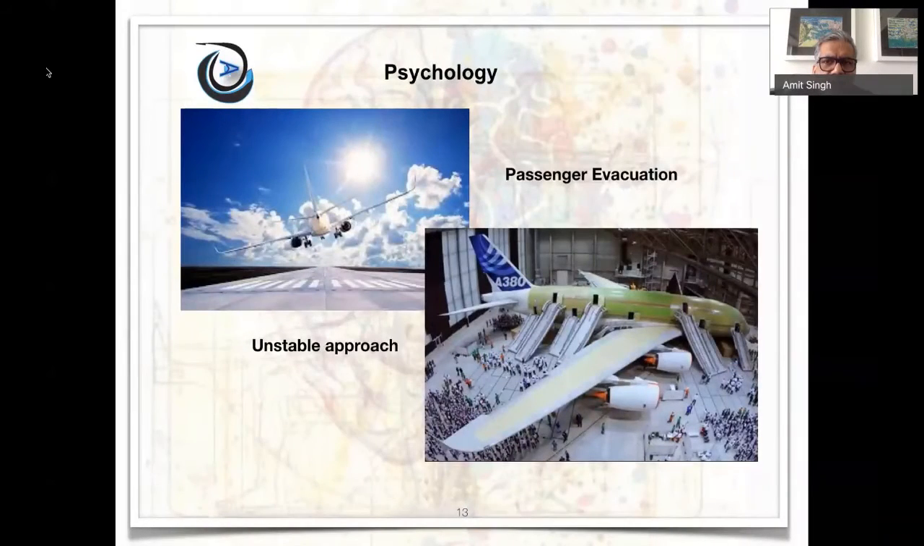We now switch over to the psychological part, where we take two examples of unstable approaches. Why do people do that? In passenger evacuation, why do passengers insist on taking their baggage, belongings out, rather than fleeing the burning aircraft or an aircraft which has met with an accident? So are they not worried about their life, or are they more worried about the belongings?